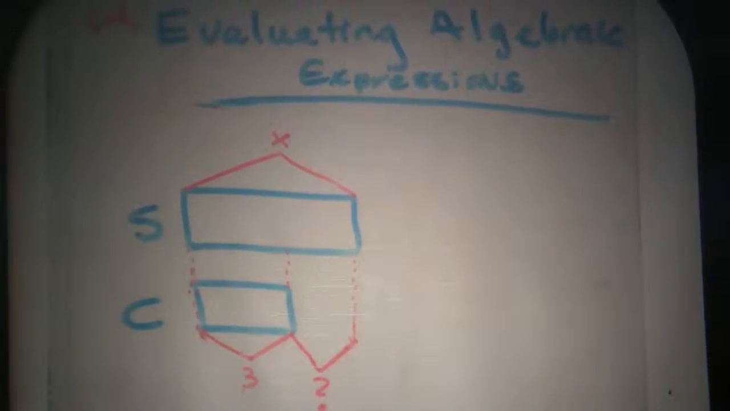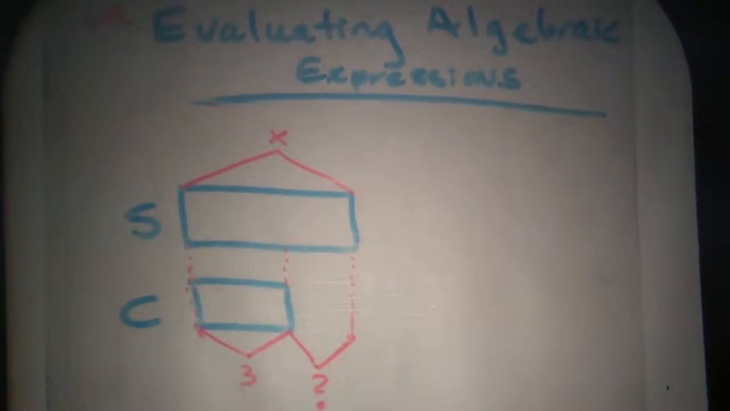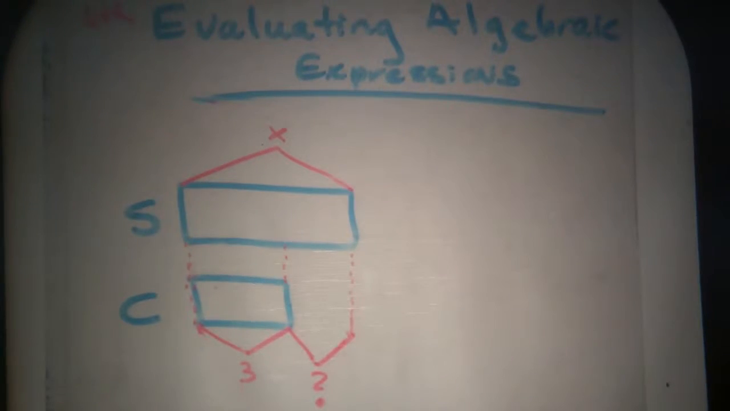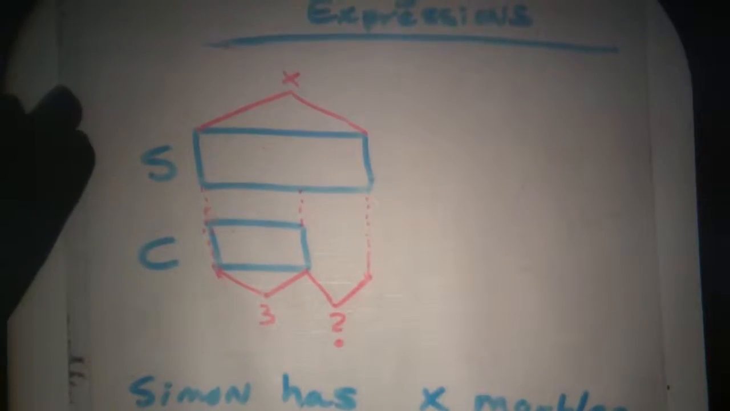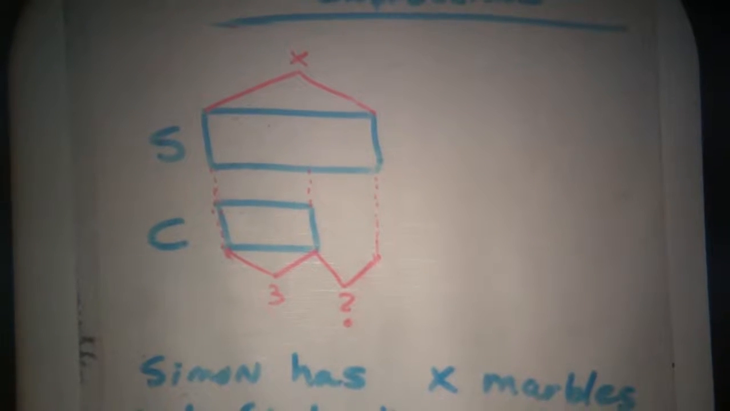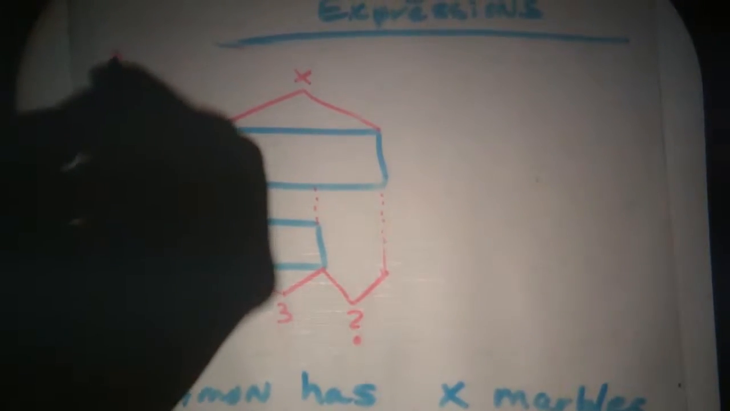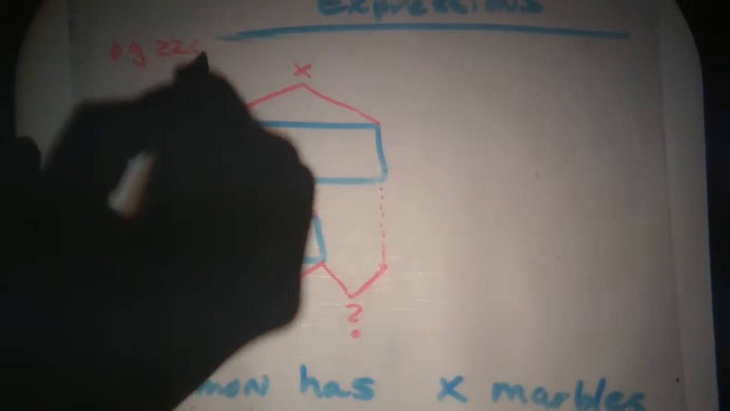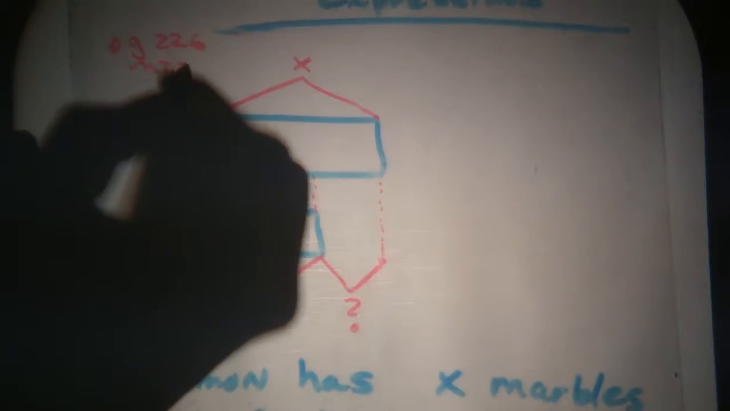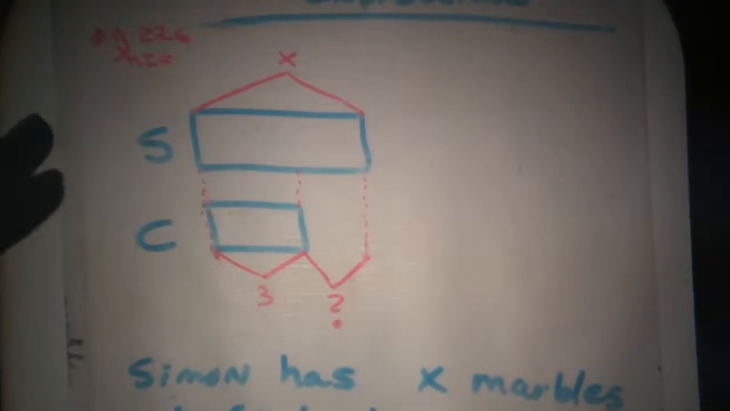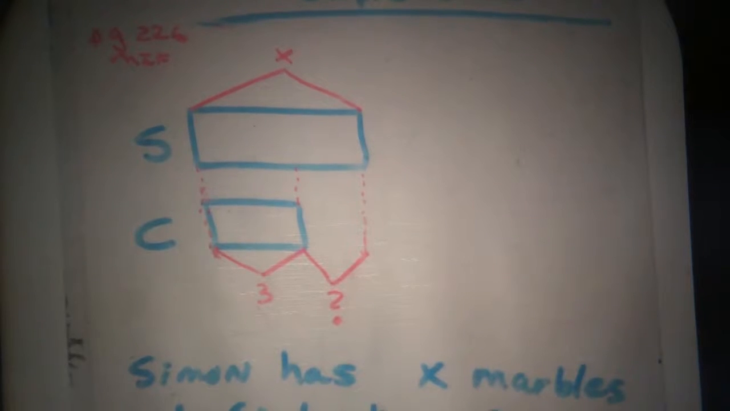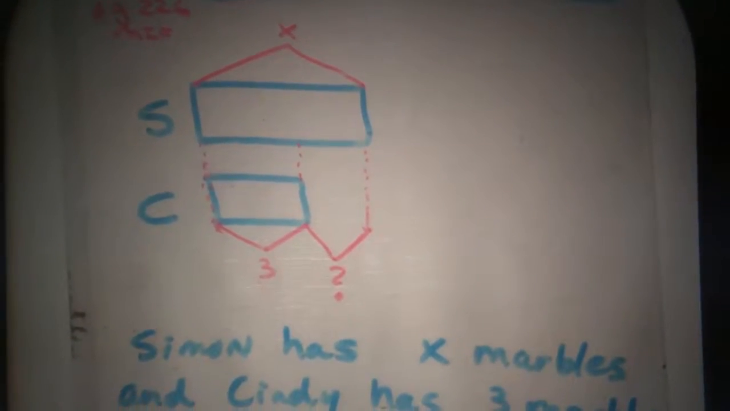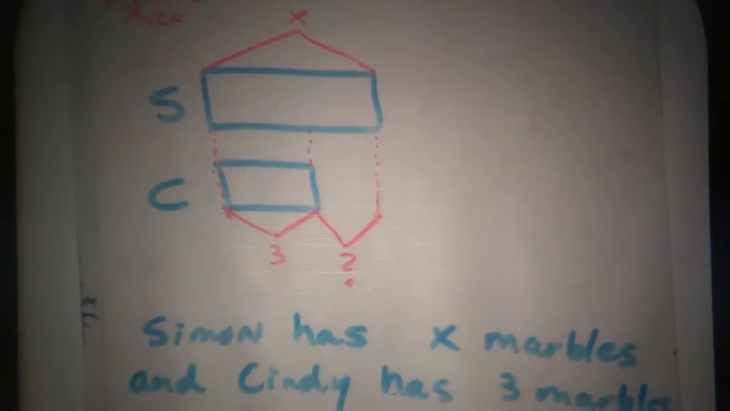All right, evaluating algebraic expressions. So we're going to use some of our bar models here. This is on page 226 for 6th grade, Math in Focus. So we're looking at word problems now and trying to translate those into algebraic expressions.